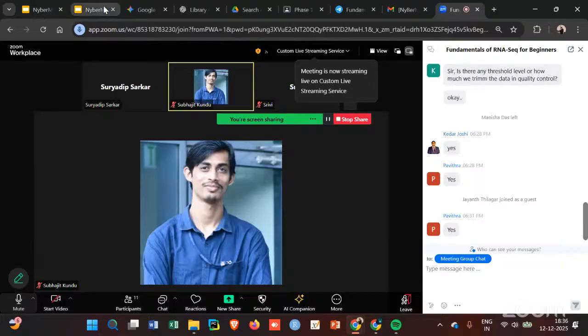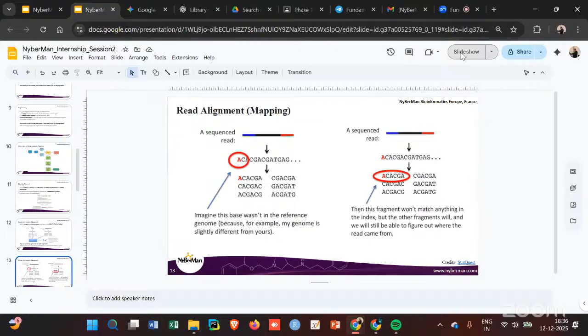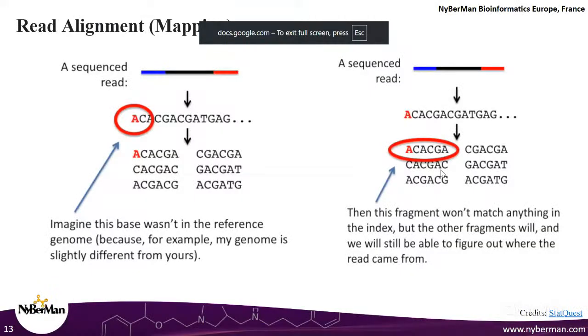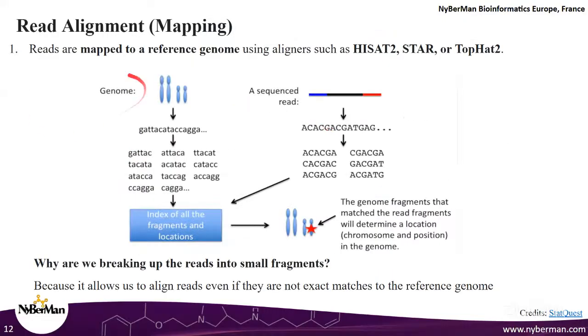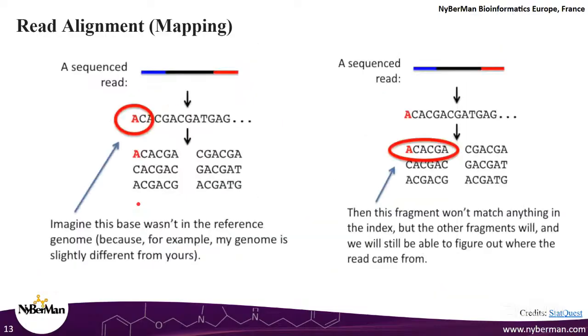Let's go ahead and understand what happens after this. So now we understand that there are two levels of fragmentation happening. One is when we are fragmenting the reference genome and creating the index, or kind of like creating a contents page of your book. And the other is fragmentation of your sequenced read, so that you don't end up discarding a read just because there are a few mismatches.